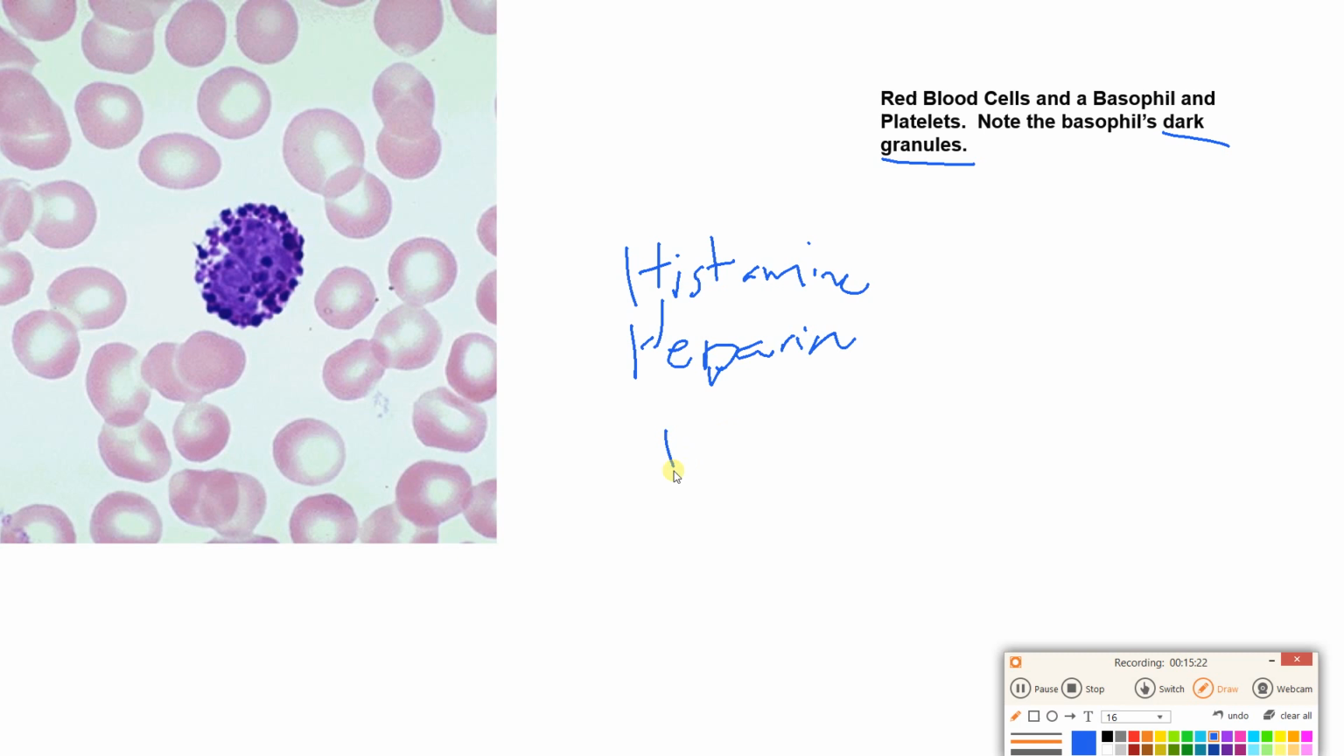Both these chemicals are involved in your inflammatory process. Inflammation is almost always a good thing. 99% of the time, it's a good thing. It's your response to injury. These are two inflammatory chemicals here. Remember, basophils, 1% or less of our white blood cells in our blood. And I recognize them by the dark purple granules.